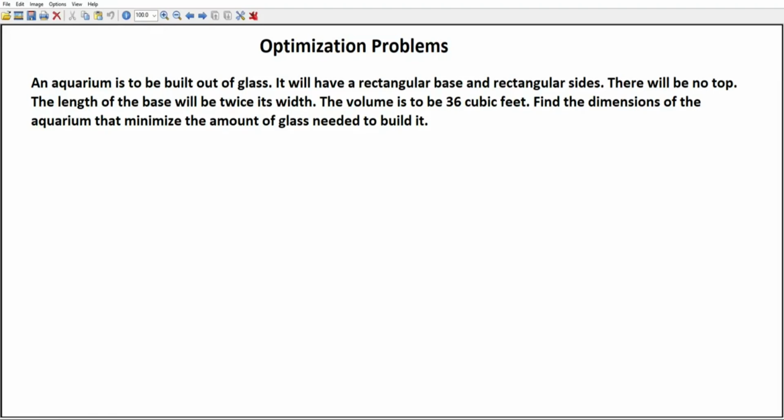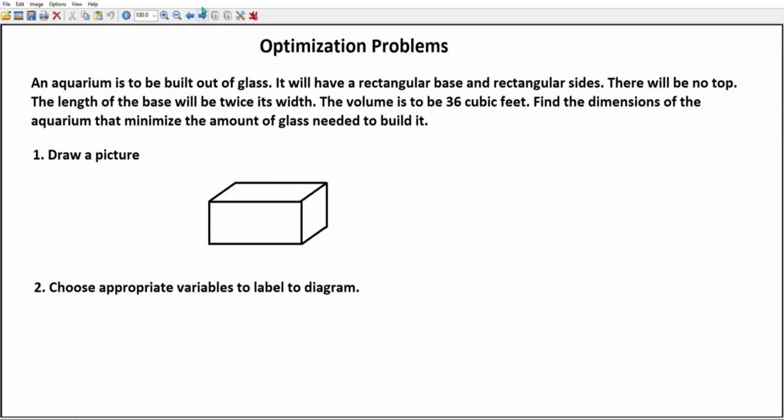Now, in problems like this, the first thing you should do is draw a picture. And the picture here is pretty easy. We've got a rectangular solid here. That's the base. There are the heights, and there's not going to be a top. The next thing to do is to choose appropriate variables to label the diagram. Now, in this particular problem, you'll notice that the length of the base is supposed to be twice its width. So what we do is the width we label with x, and that means the length of the base is going to be 2x. We'll need another variable for the height, which we'll take to be y.